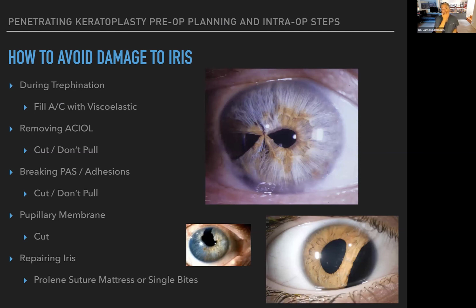You can damage the iris removing an ACIOL. You need to cut out an ACIOL. You can't pull it out or you'll get iridodialysis. Again, breaking any PAS or adhesions, you want to cut and not pull. Pupillary membrane, again, cut. And then if you need to repair the iris, we use Prolene sutures, either mattress or single bite.